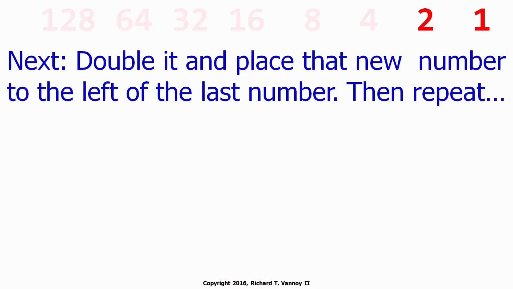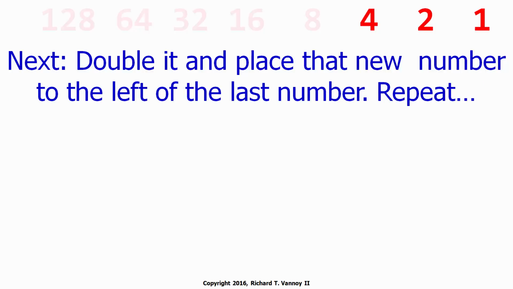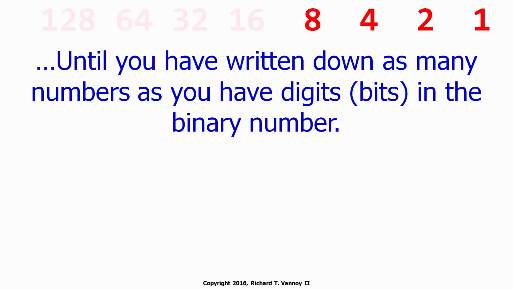And then you're going to keep doubling the number all the way as far to the left as you want to go. So we double a 2, we get a 4, double 4, we get 8, double 8, we get 16, double 16, we get 32, and we continue doing that. Now, how long do we do it? Well, since we're working with 8-bit numbers, we've got to have 8 numbers up top. We have to have 1 to represent every bit in the 8-bit number.